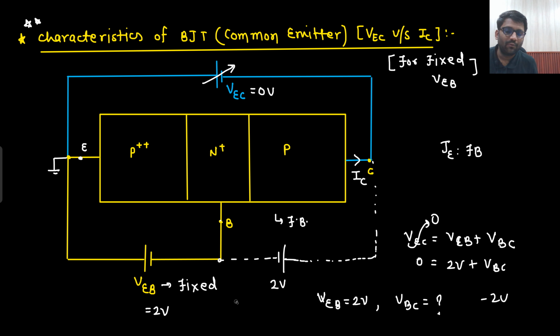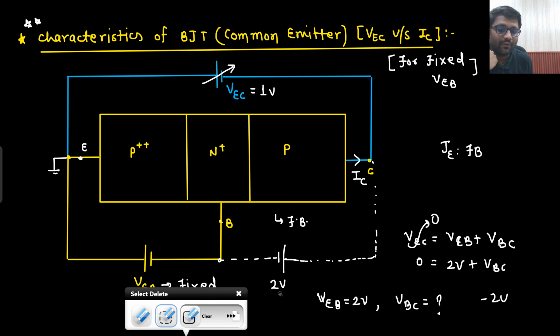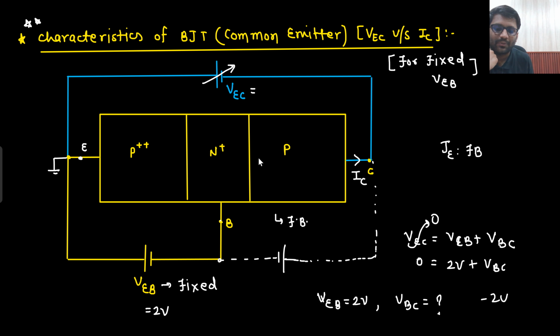Now, what will I do? I will increase my VEC. Let's say I have increased my VEC to 1 volt. If my VEC has become 1 volt, what will be the drop here? Or let's take 0.5. If my VEC goes from 0 to 0.5, what will be the drop here? 1.5 volt. Say yes or no? 0.5 is the total voltage, 2 volt is here, so minus 1.5 has to be applied here.